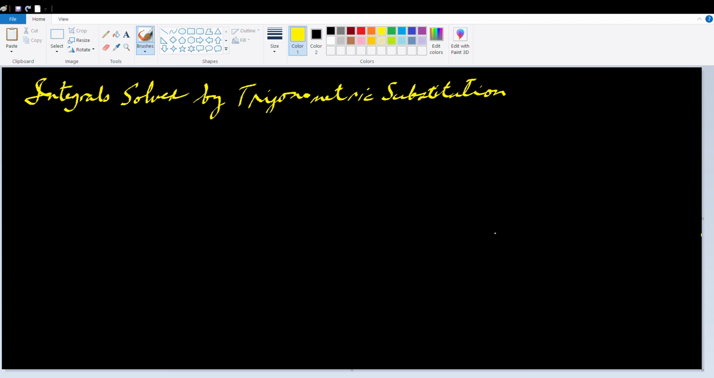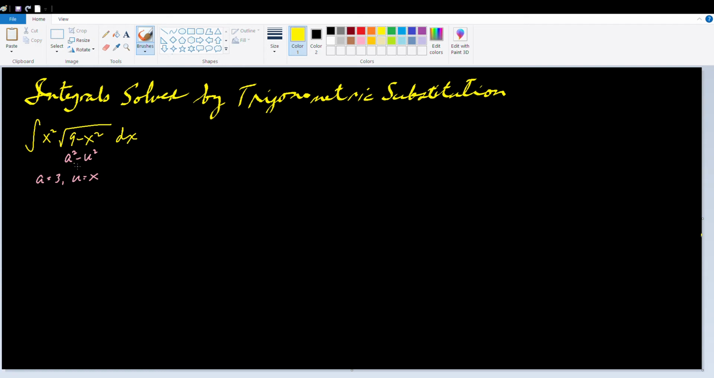Let us now work on some integrals that involve the use of trigonometric substitution. So we evaluate the integral of x squared, square root of 9 minus x squared dx. 9 minus x squared is of the form a squared minus u squared. So a is 3 and u is equal to x.